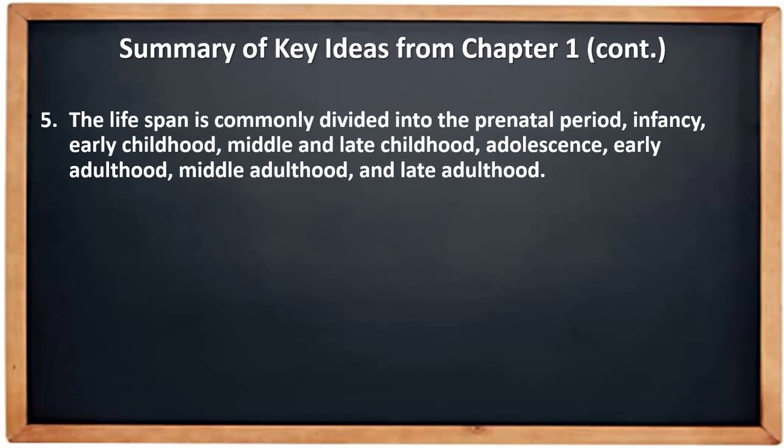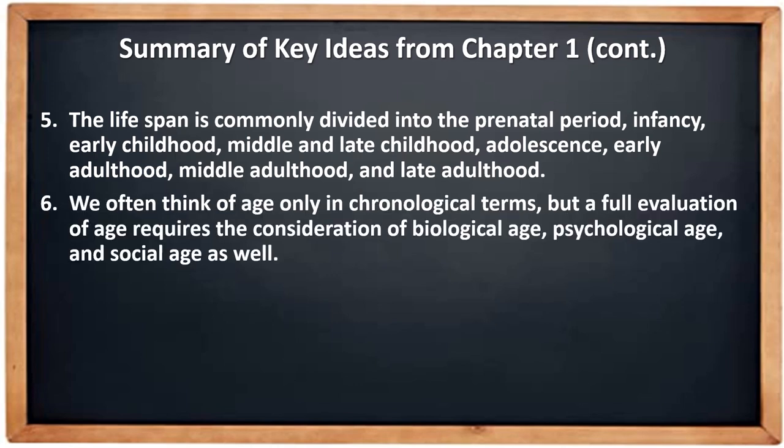Okay, number five is just a review of those seven defined periods we talked about earlier. The lifespan is commonly divided into prenatal, infancy, early childhood, middle and late childhood, adolescence, early adulthood, middle adulthood, late adulthood. That's actually 1, 2, 3, 4, 5, 6, 7. They just split middle and late up.